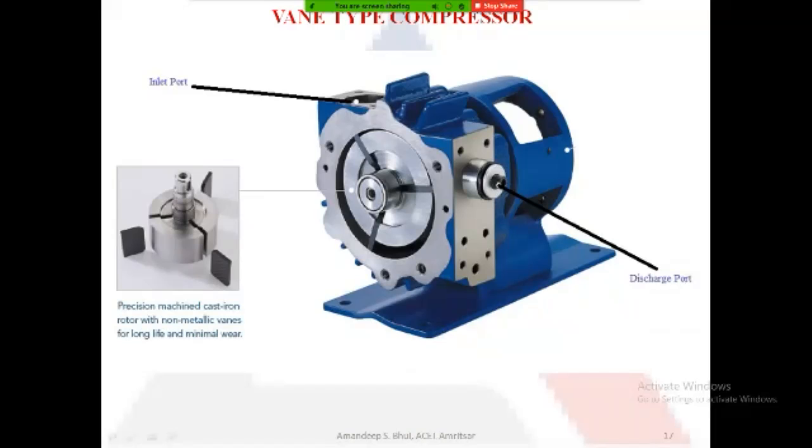Now this rotor gets its power from a motor at the back. Here a motor will be installed, and this motor is connected to a shaft, and then this rotor or drum rotates. It gets its power from the electric motor. This is your vane type of compressor.